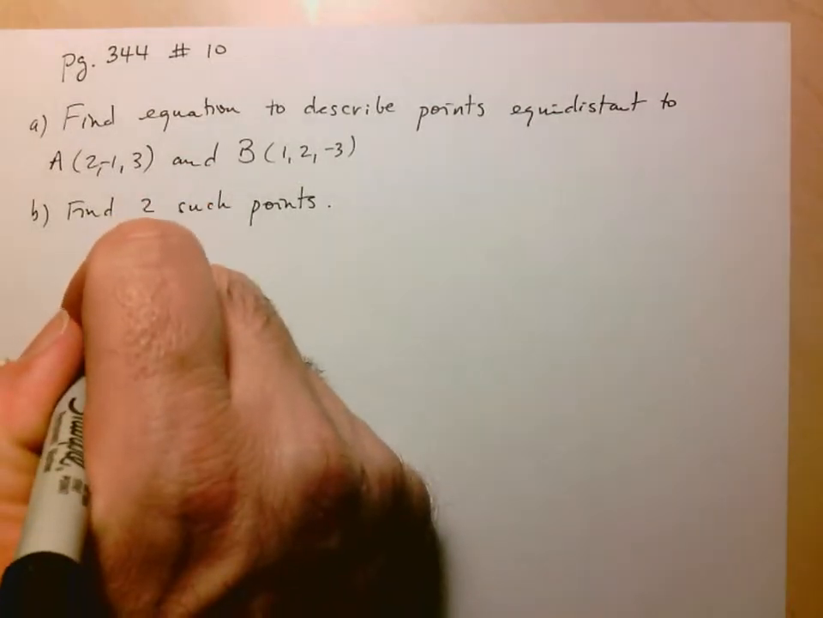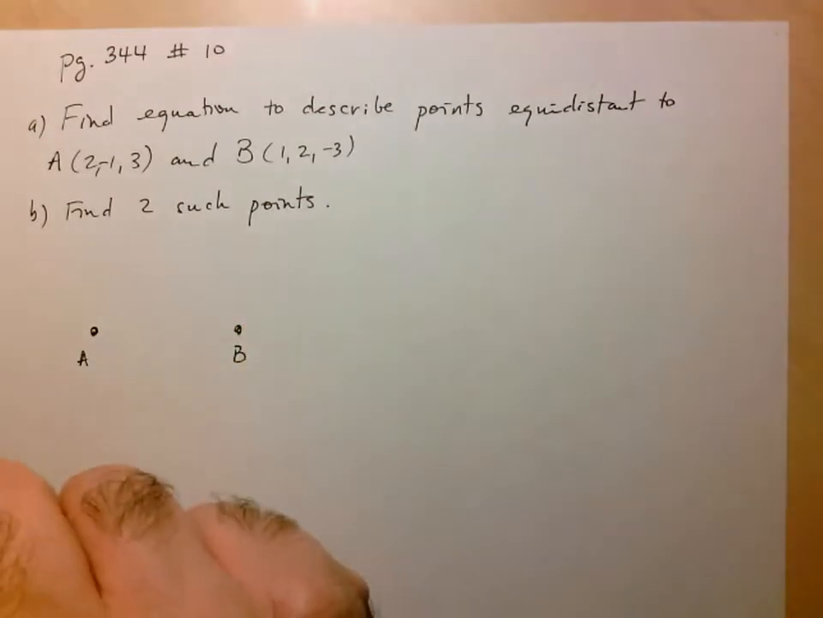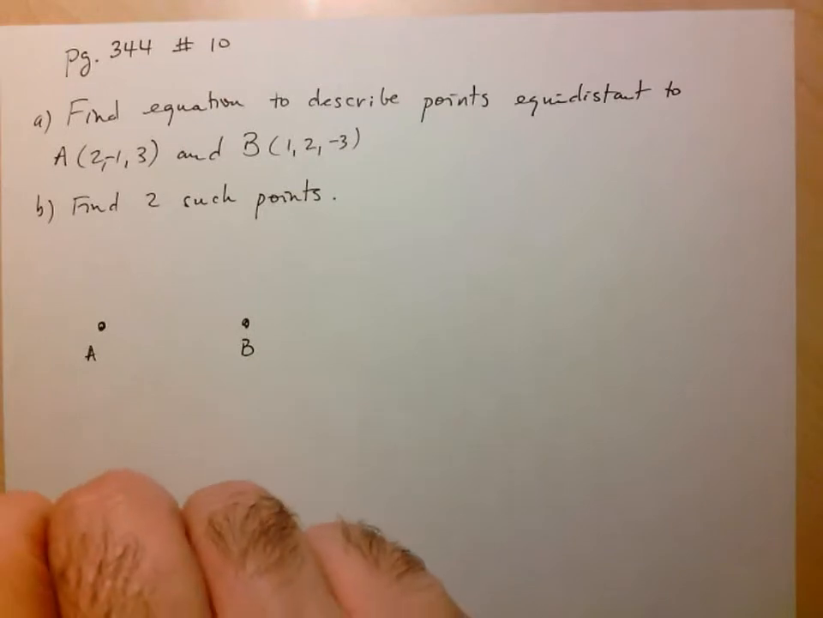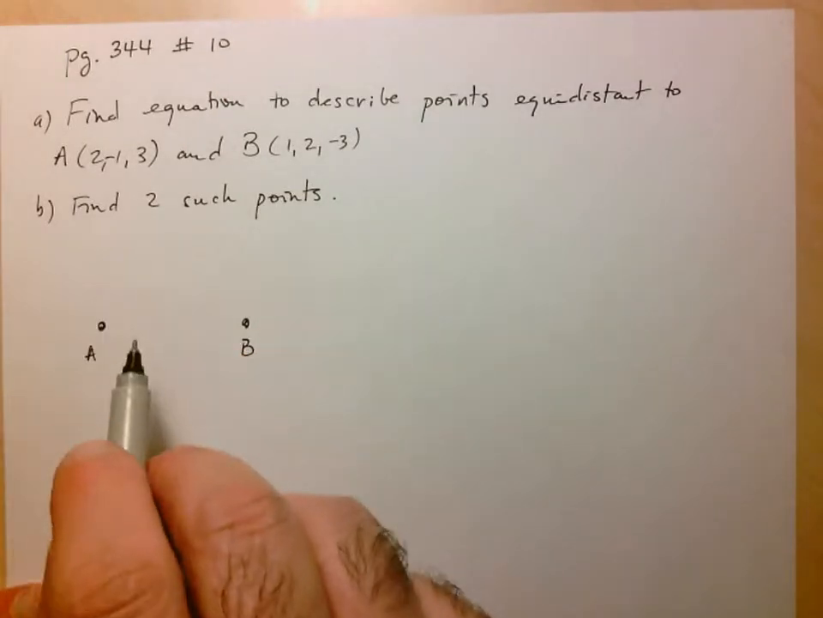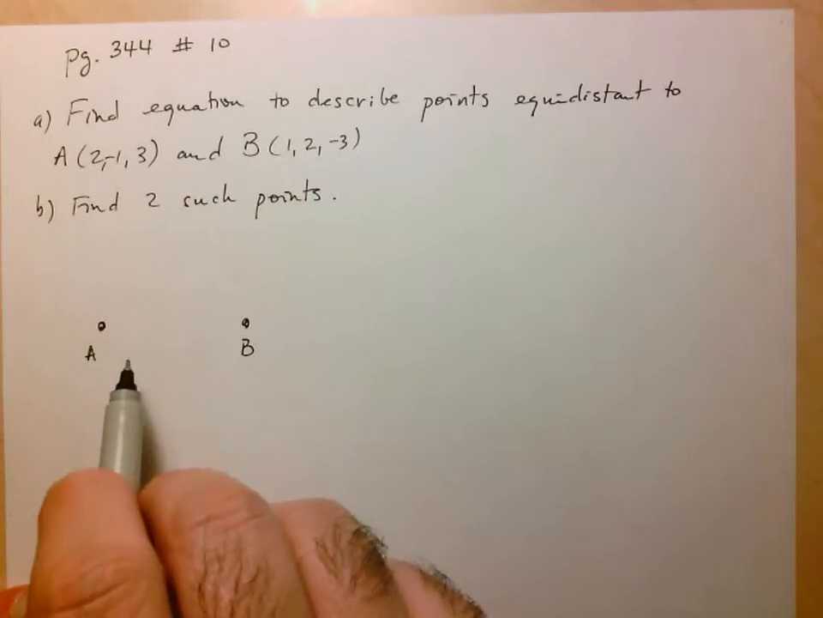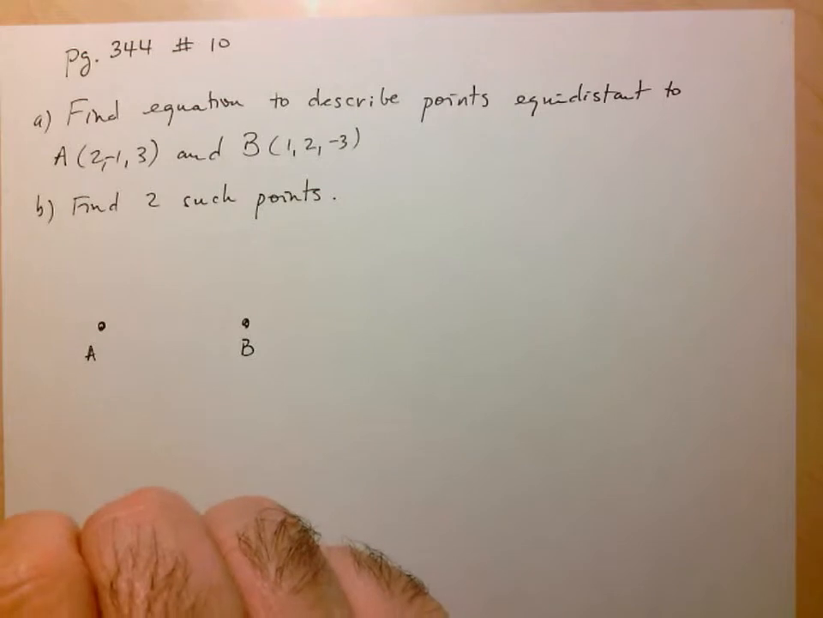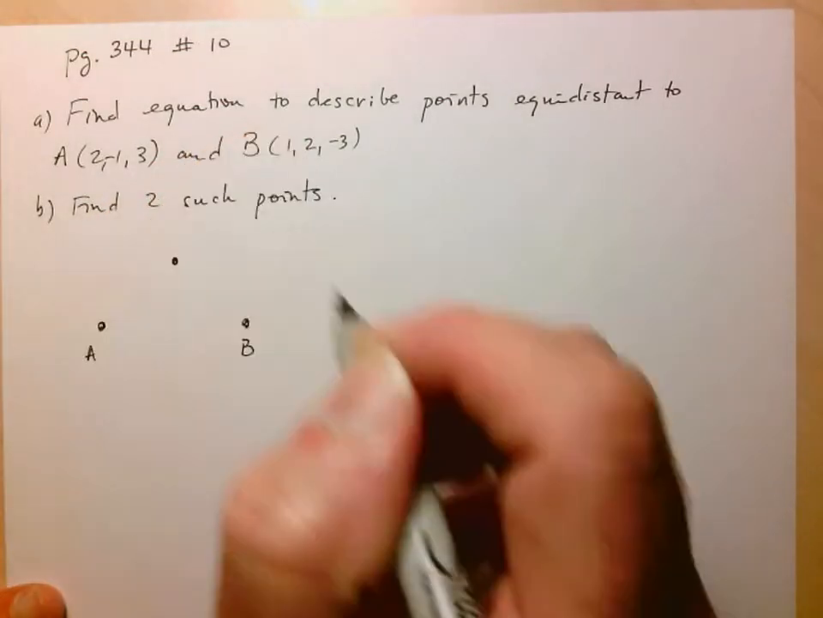Okay, so let me represent this with a diagram here. Say I've got A and I've got B. I'm looking for some point which has the same distance to both A and B. Now when I'm drawing these diagrams, I always try to not pick the most obvious point. Obviously the midpoint between those two is going to be the same distance, so let me pick some other point as a representative.